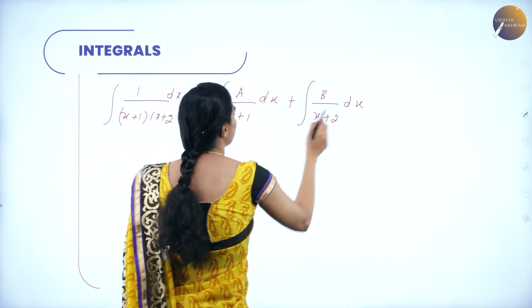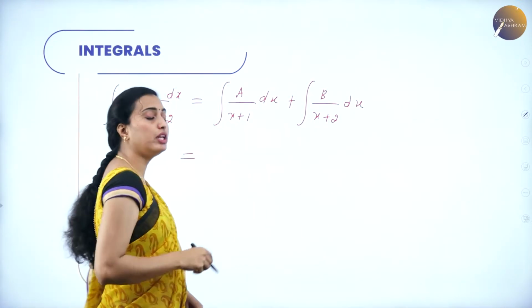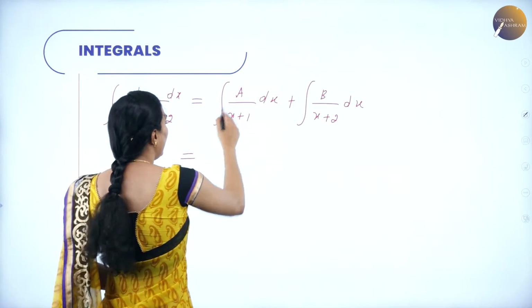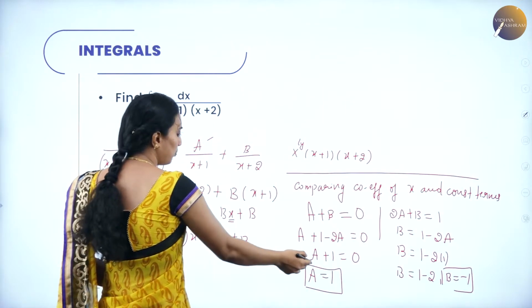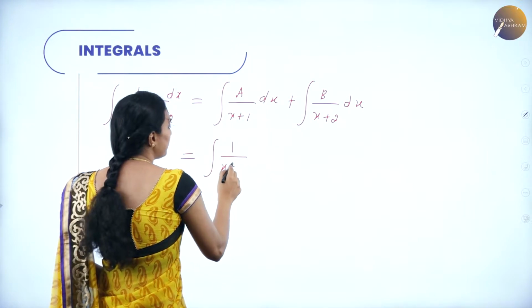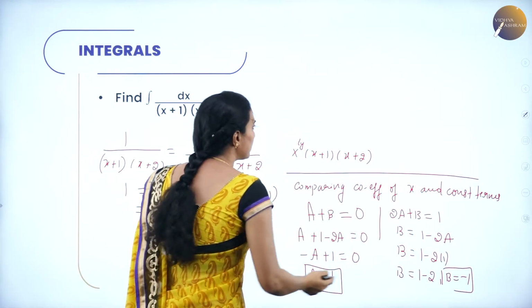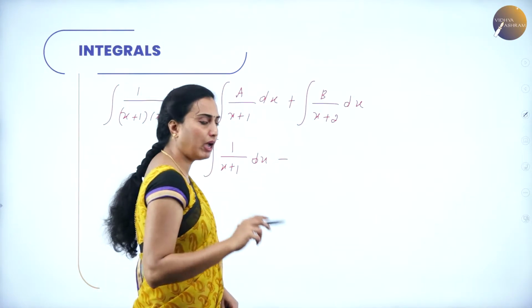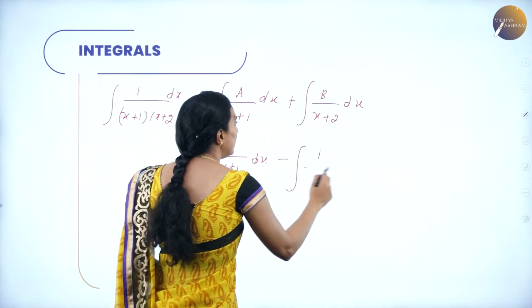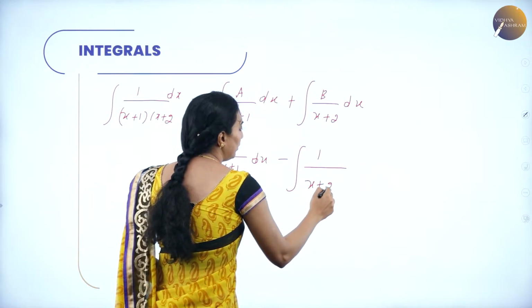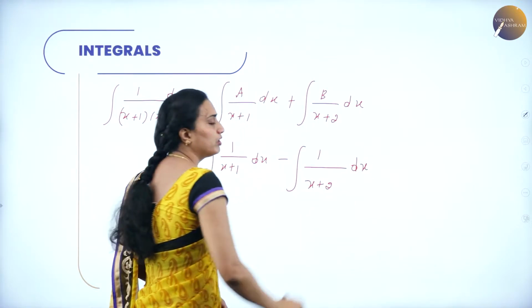I hope you got this one. Now, substituting the a value and b value: a divided by, that is, a value is 1. So 1 divided by x plus 1 into dx. Again, substituting the b value, you are having minus 1, plus into minus will be a minus only, minus 1 divided by x plus 2 into dx. I hope you understood this one.